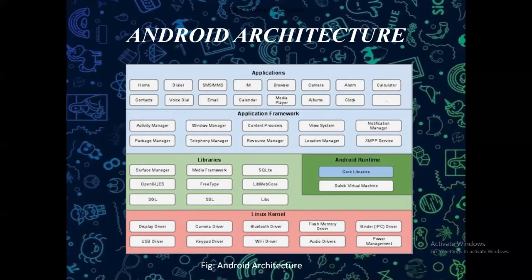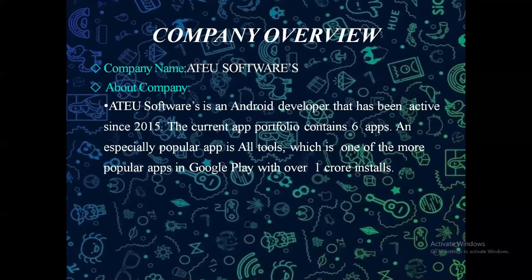A content provider manages a shared set of application data, and the data can be stored in a file system, like a SQLite database, on the web, or any other persistent storage location which the application can access.